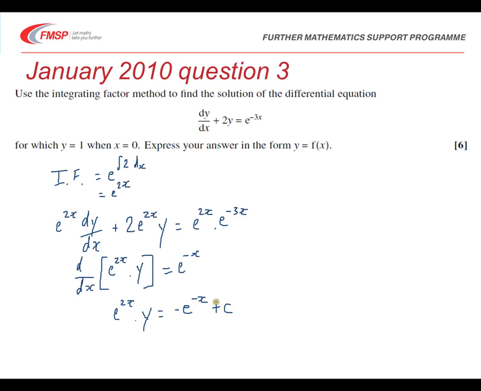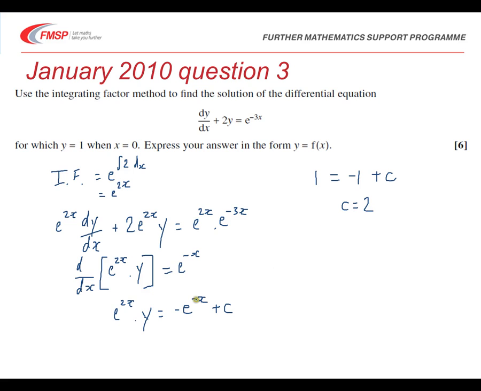Now we're almost there with this one. We just now need to find what happens if y is 1 when x is 0, and then give our answer in the form y equals f of x. So first thing is to sub in y is 1 when x is 0. e to the 0 is 1, so I've got 1 times 1 on the left hand side, 1 equals minus 1, minus e to the 0 is minus 1 plus c, and that leaves me c equals 2.